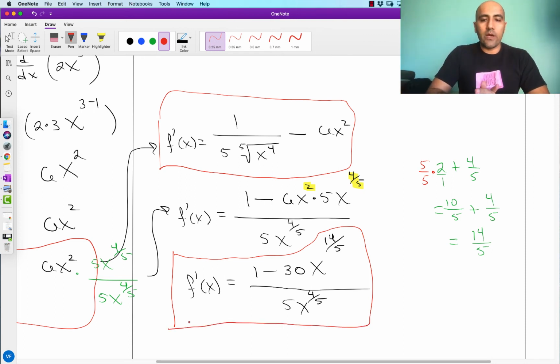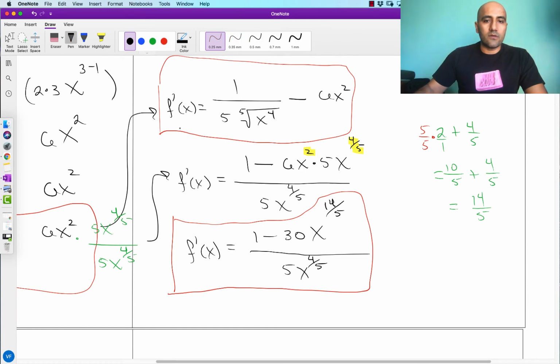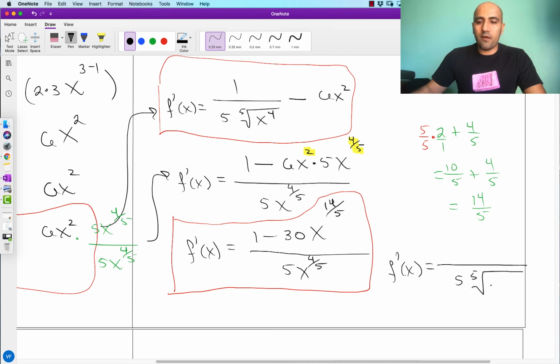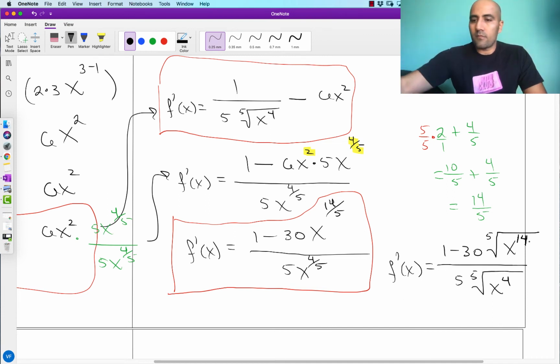And then, of course, we could do one more step here and rewrite this using the root notation. So one last way of writing this would be f prime of x equals one big happy fraction where we have 5 and then the 5th root of x to the 4th power, and then 1 minus 30, and then the 5th root of x to the 14th power. Whew. Okay, lots of fun ways to represent this, and they're all the derivative.